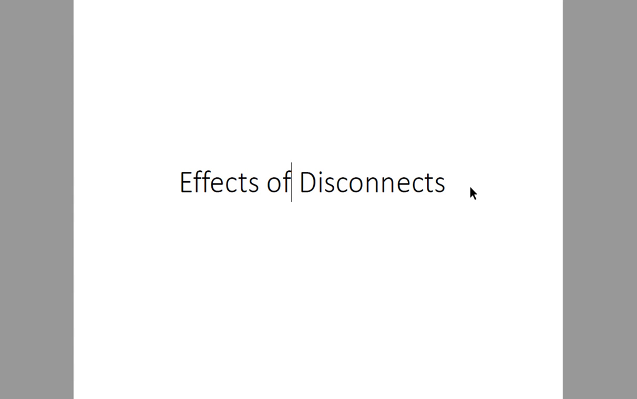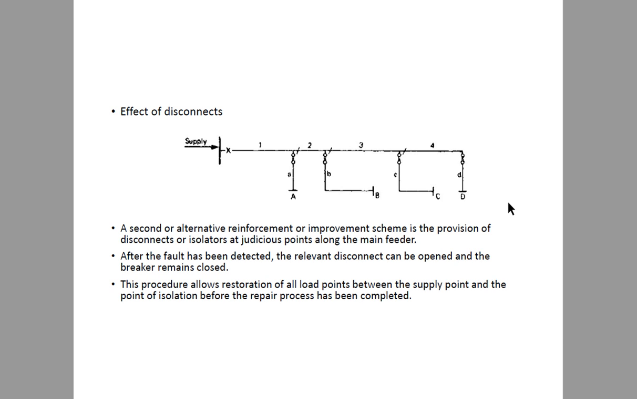In this class, we study the effect of disconnects on our reliability index. We again take up this sample example. In this sample example, this is the supply end. These are the feeders. Feeder section means the line sections 1, 2, 3, 4. And capital A, B, C, D represent the distributors. Capital A, B, and C represent the load ends.